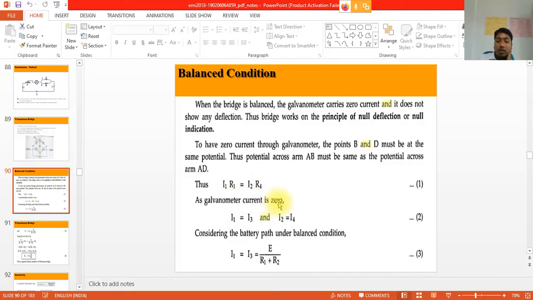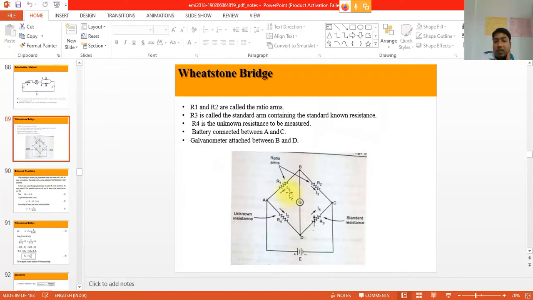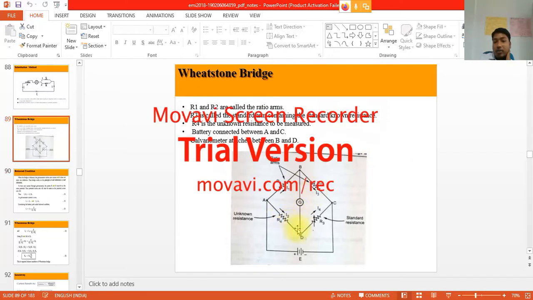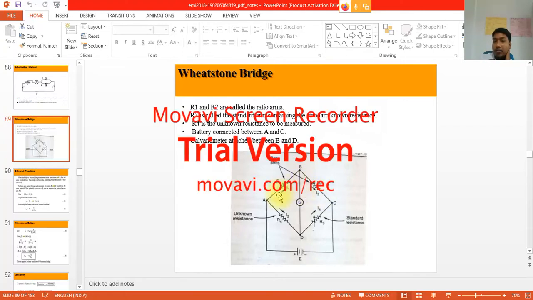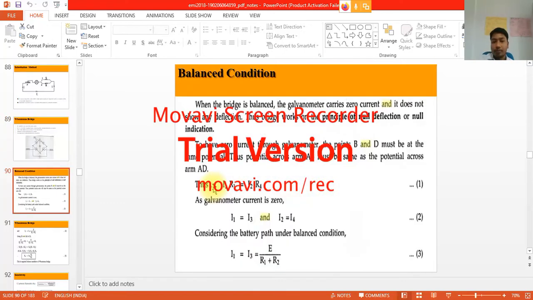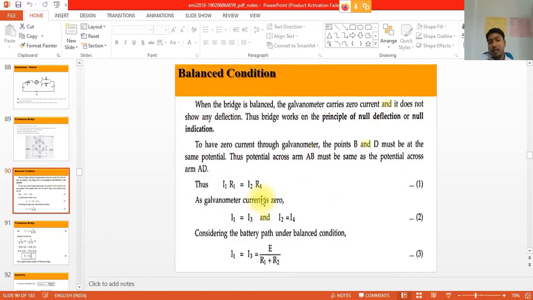As the galvanometer current is 0, I1 will be equal to I3 and I2 will be equal to I4, because the same current will flow in that arm also. There is no current in the galvanometer, which means I1 is also going in branch BC. The same value of current, as I1, will also flow in BC. So as the galvanometer current is 0, I1 is equal to I3 and I2 is equal to I4.